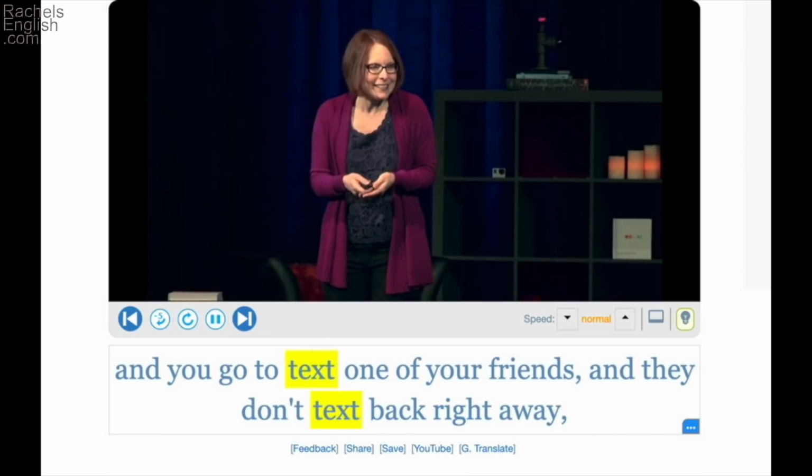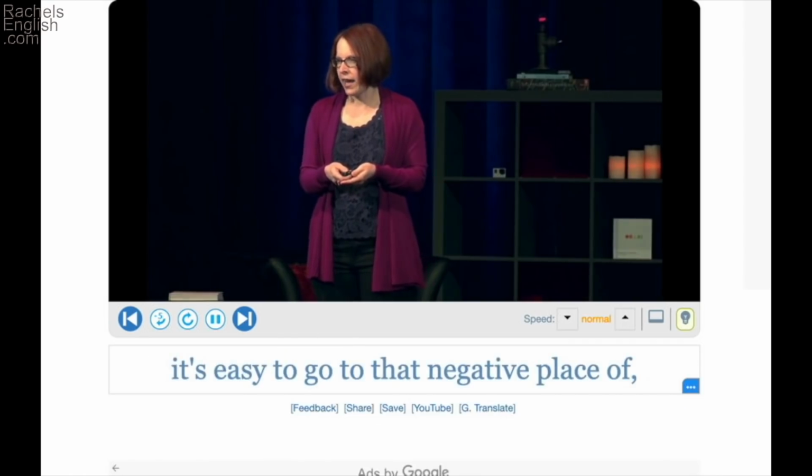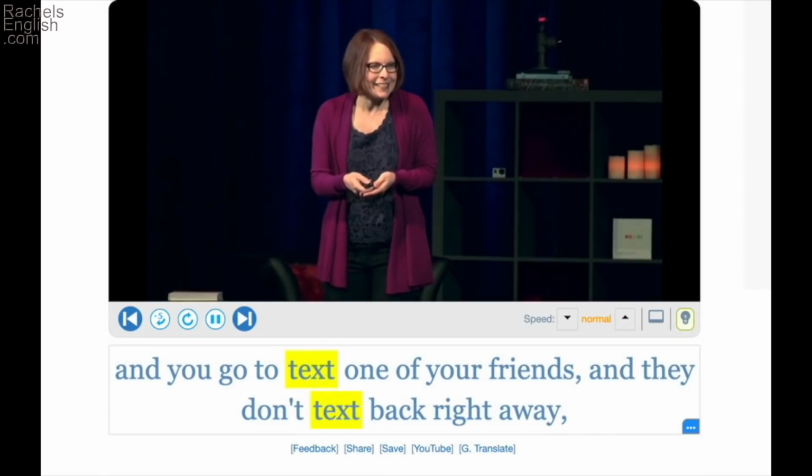Our last example. And you go to text one of your friends, and they don't text back right away. You text a friend, pull out your phone, send a message. We all know what texting is, don't we? Seeing all the real-life examples can really help you understand how to use these words, can't it?